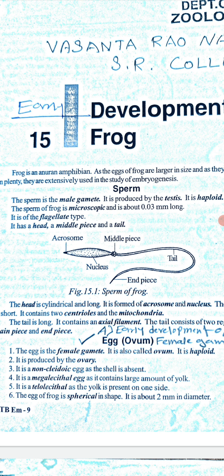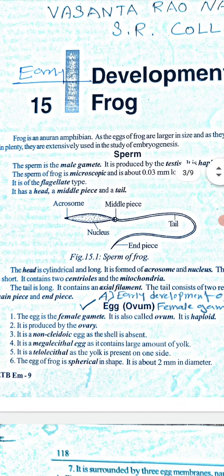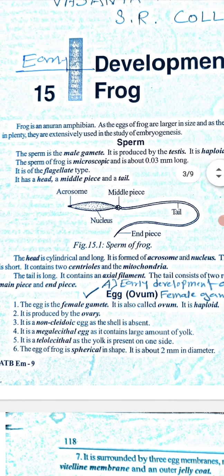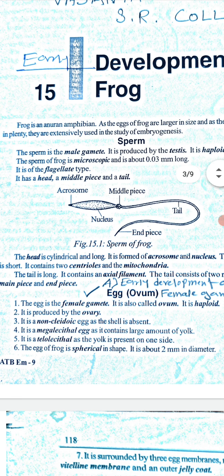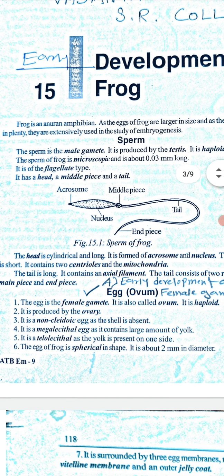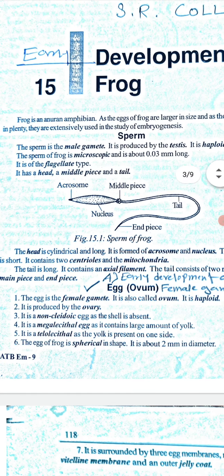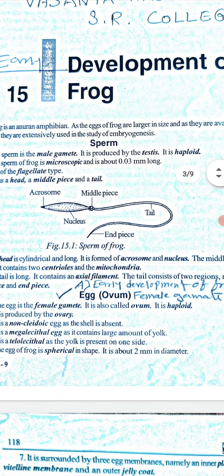The sperm body is divided into three parts: head, middle piece and tail. The head includes the nucleus and acrosome. The middle piece is very small. The head is cylindrical in structure, and in the middle piece centriole and mitochondria are present. The tail is very long and contains the axial filaments as well as the end piece. The tail is useful for locomotion.